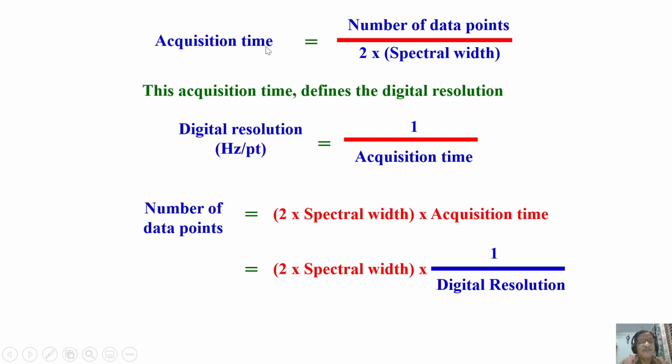Then you may truncate the FID. You will not be collecting the FID for as long as is required. So you have to decide on this parameter. You have to optimize it. And the acquisition time is the one which decides the digital resolution. That is called hertz per point.